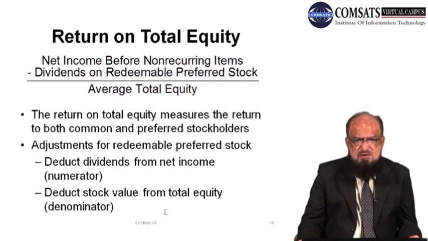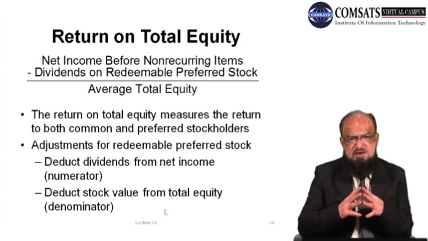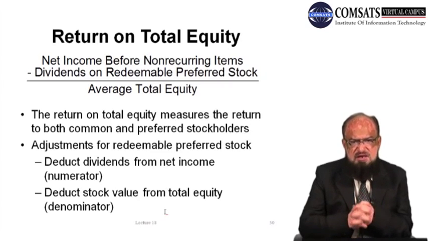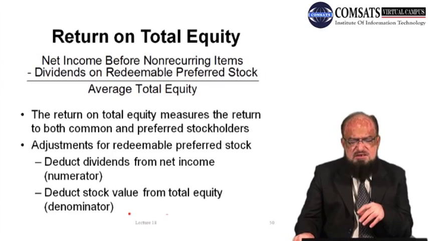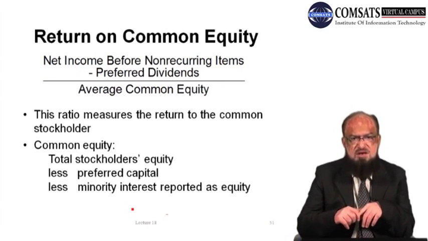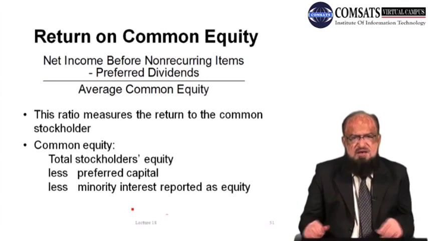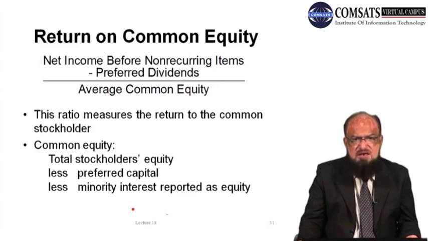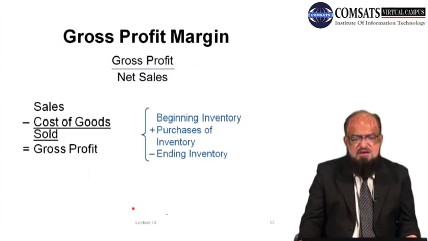And we have discussed the return on total equity. The formula was very simple: net income before non-recurring items minus dividends on redeemable preferred stocks, divided by average total equity of the business. And we discussed in lecture 18 another formula, return on common equity. The formula was net income before non-recurring items minus preferred dividends, divided by average common equity. This formula deals only with the common stockholders' equity.